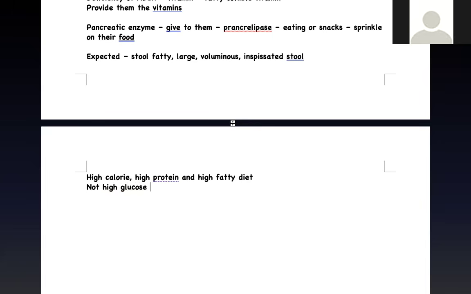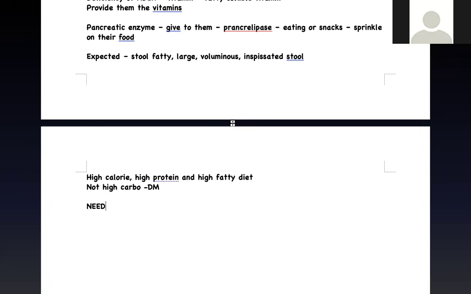So I know, high glucose or high carbohydrate, because the pancreas is not working. If you give them too much carbohydrate, they get diabetes. So you want to prevent diabetes as much as possible in these people. Okay, so those are the things you have to pay attention to.